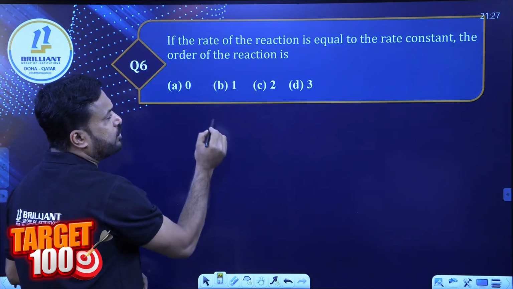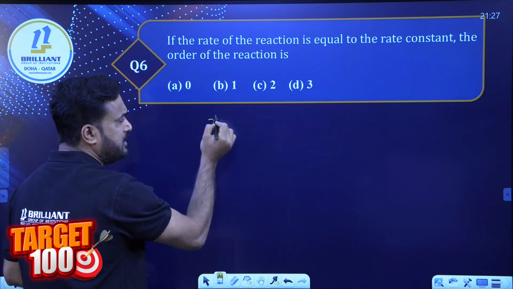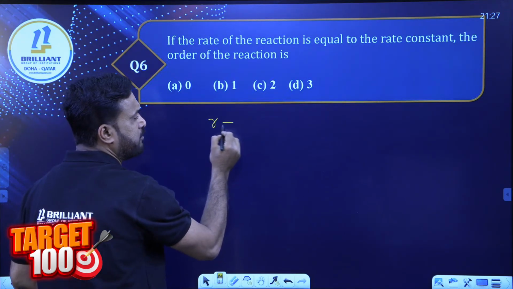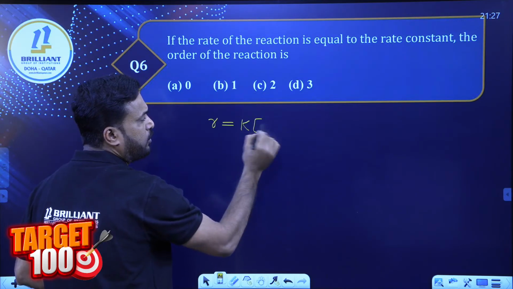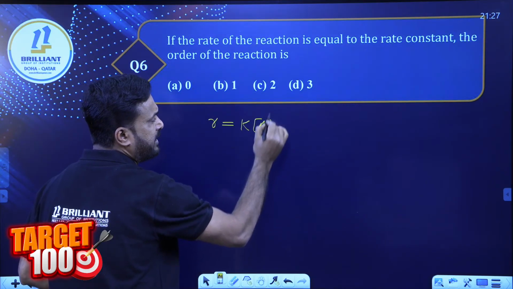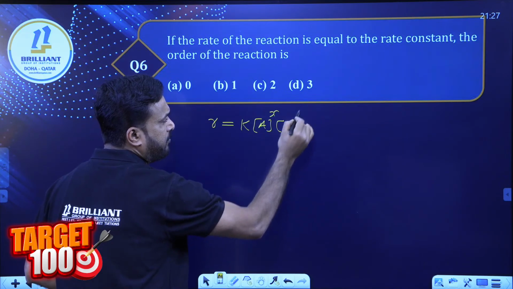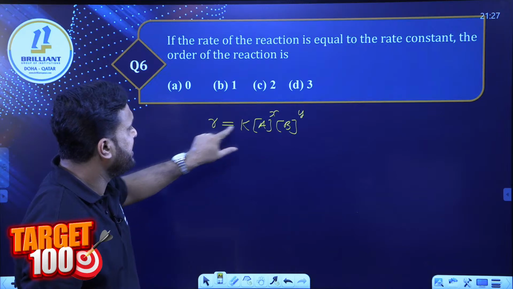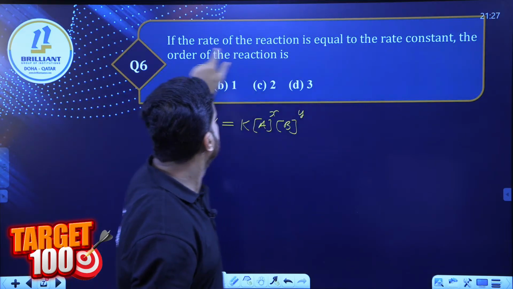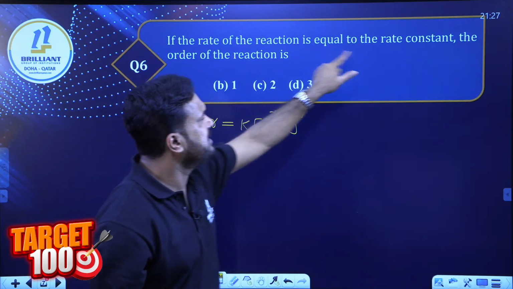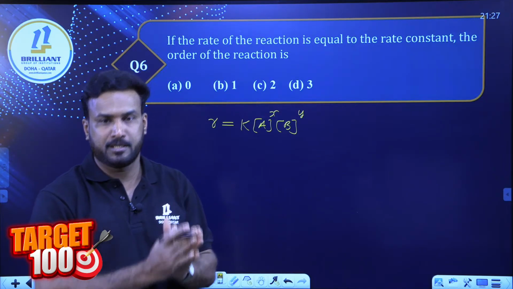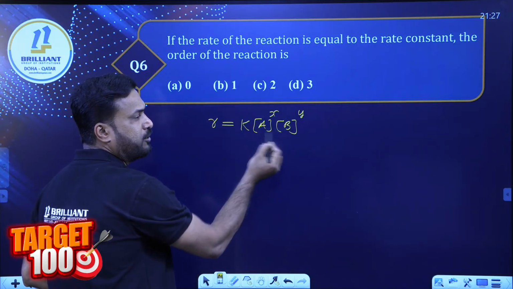This question is again based on the rate law. Rate law means small r is equal to K into the concentration of A raised to X into B raised to Y. Here they are asking in which order both the rate and rate constant become equal. The rate of the reaction is equal to the rate constant, which means these concentration factors should not be there.